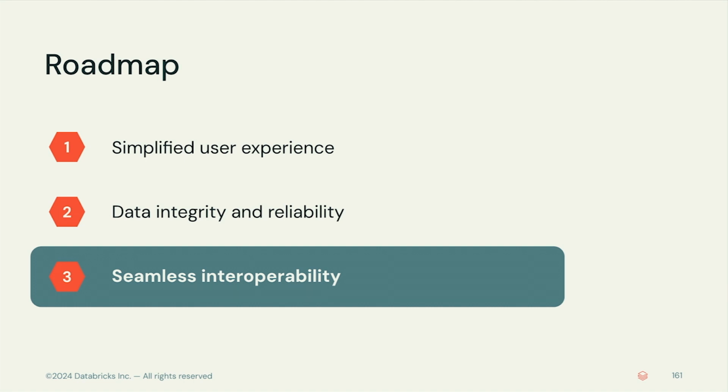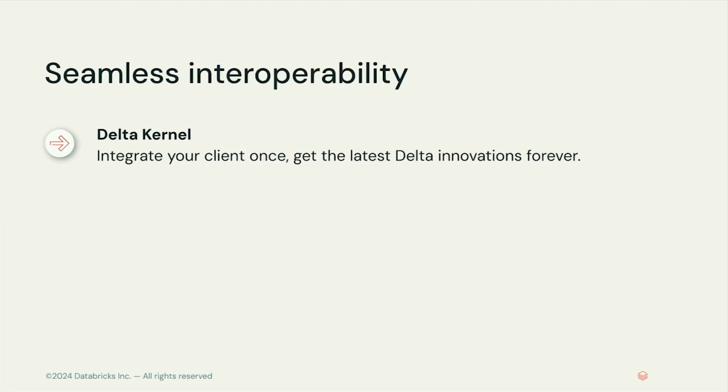And then finally, we're focused on seamless interoperability. The reason you should care about Delta Kernel is that it's a library for Delta connectors that abstracts the Delta protocol into an easy set of core library APIs. So it makes it really easy for connectors that have integrated with Delta Kernel to get the latest features.